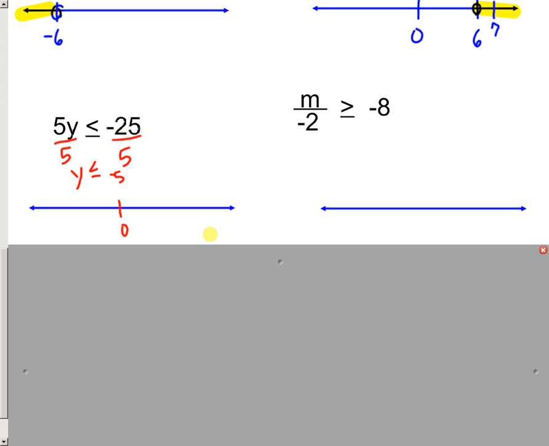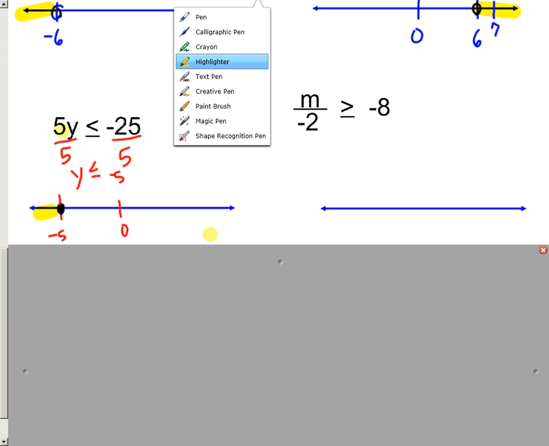So here's 0, and here's negative 5. It needs to be a solid dot because negative 5 could be the answer, and I'm just going to shade to the left. If I put in -6, for example, that's in the shaded region, -6 times 5 is -30, and -30 is less than -25. So we made the right call. We did not flip that. Why? Because I'm dividing by a positive number.